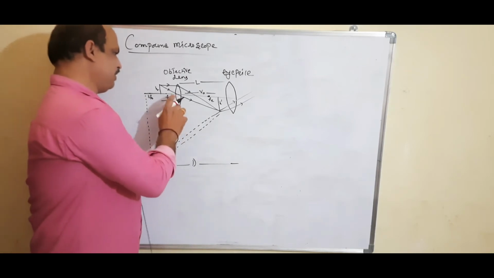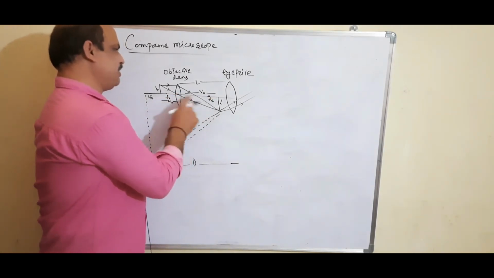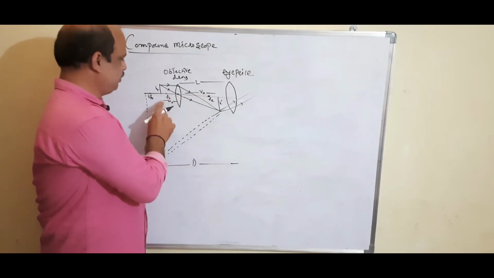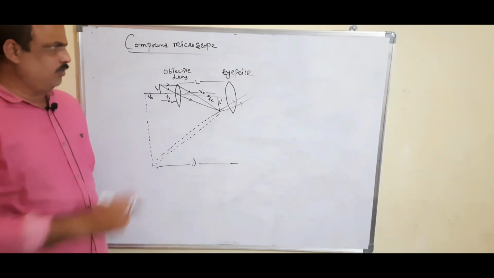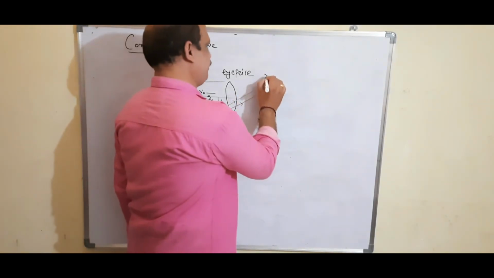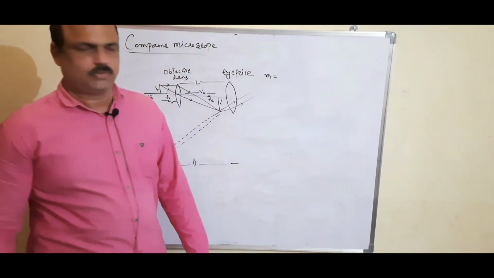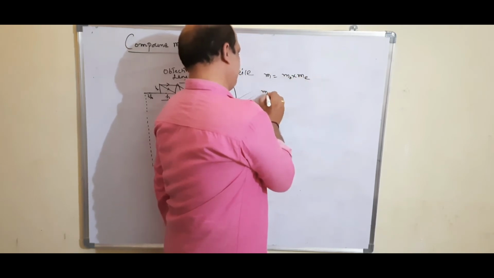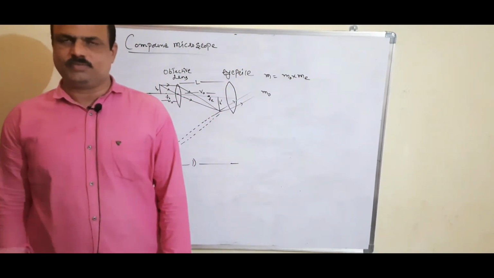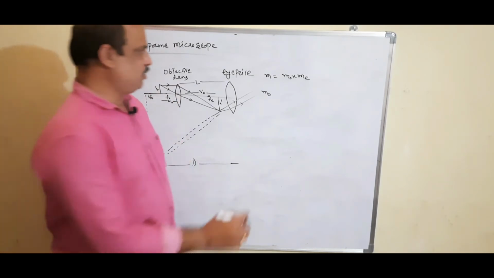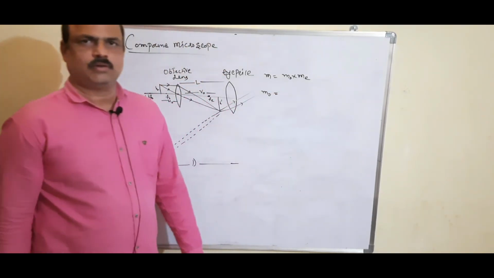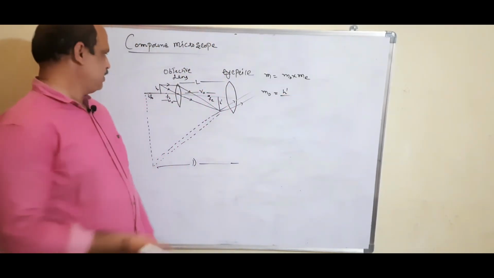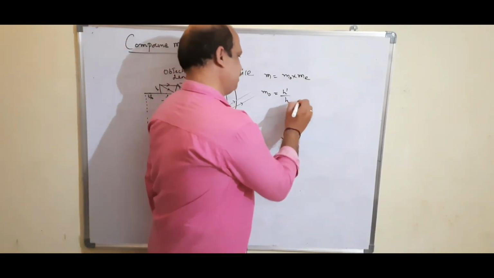So here the distance between this image and optic center is V0, and the distance between this optic center and object is nothing but U0. Now we can find out magnification of compound microscope. So m is equal to m0 into me. m0 means magnification of objective lens. So m0 we write here, height of the image h dash divided by height of the object h.